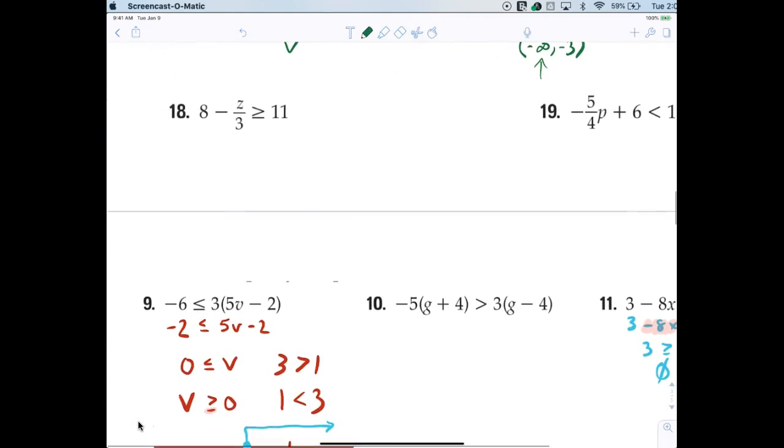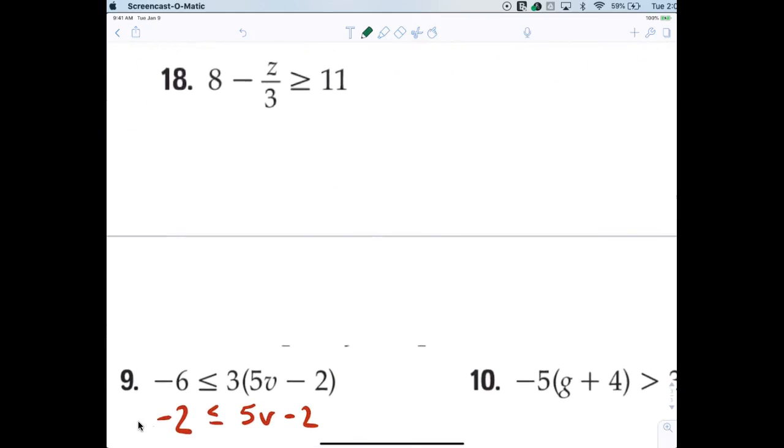All right, over here, guys. Number 18. What do I have to do first with 18? Say it. What? -8. Come on. Speak up, guys. Come on. It's boring. Come on, speak up. Might as well speak and get it over with.